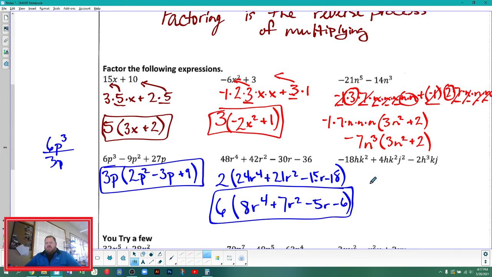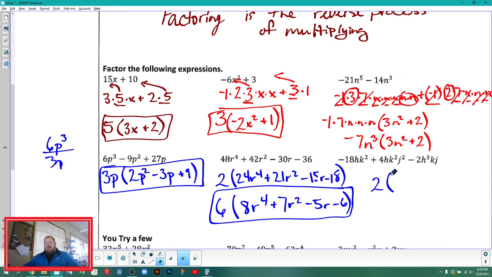Let's try to get this one all in one go. This one's kind of meant to get us to see that we can actually do something a little bit tricky, but I'm not going to do that. I'm just going to live with one part of it being kind of ugly. I notice that number-wise, I have negative 18, 4, and negative 2. Those are all even. I can take out a 2.